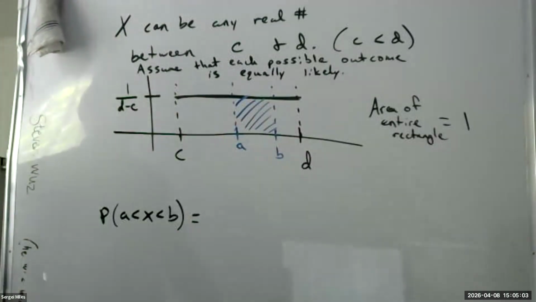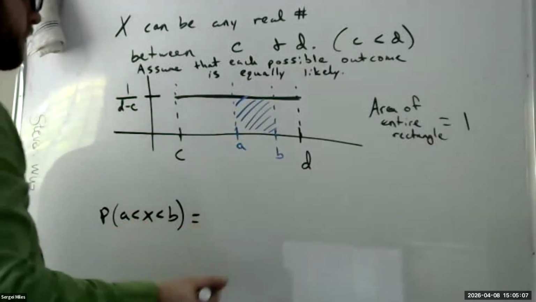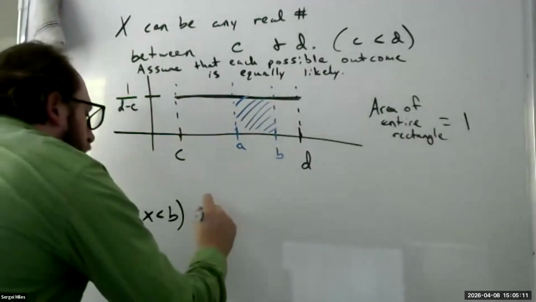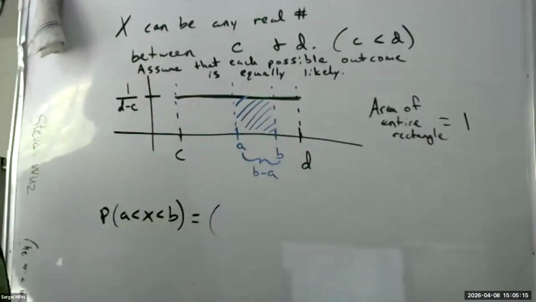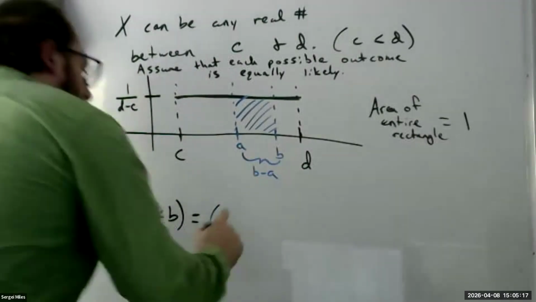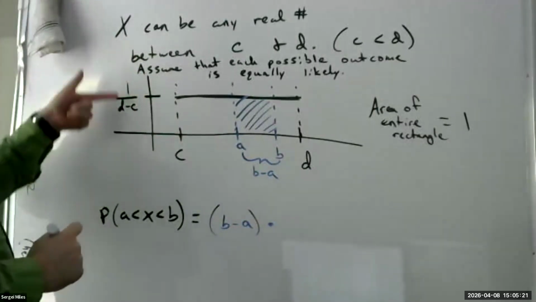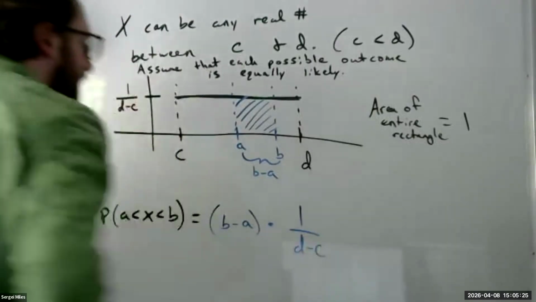What's its probability? Well, it should be length times width, right? Or in other words, the height times the width. Well, the total width here is B minus A, assuming that B is the bigger guy. That's B minus A times, well, whatever my height is, 1 divided by D minus C.